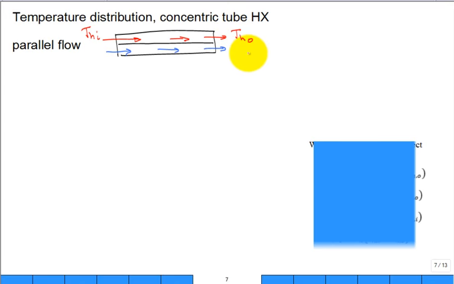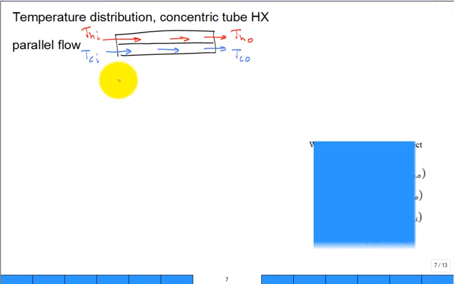Which of those two hot temperatures is the lower value? The out is a lower temperature. Go back to the basics and work conceptually through these problems. How about this one? The temperature cold in and the temperature cold out. Which of those two colds is the lower temperature? The cold in is the lower temperature, isn't it?